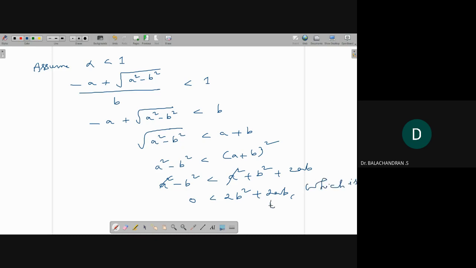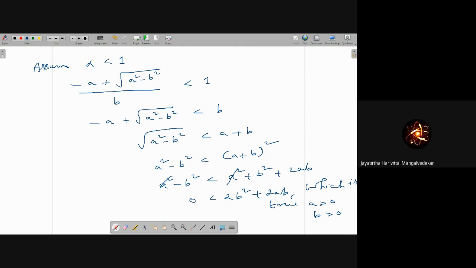The reason is a greater than 0, b greater than 0. That is the assumption in the problem. So if this is true, your assumption is also true. Suppose you get something false, your assumption is also false, so you can change the inequality. Similarly, for the second one, what is the second one?